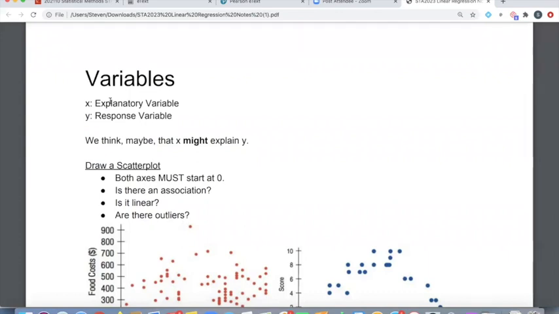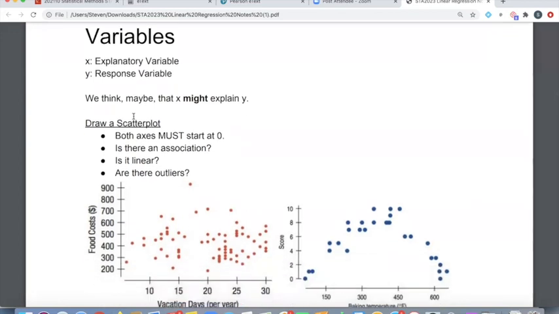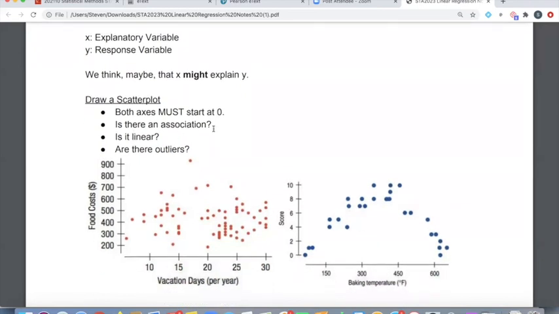We're saying that somebody gives us a data set. We have to start with a guess that we think maybe one causes the other. So we're going with the assumption that maybe x might explain y. And then the next thing we do is we draw a scatter plot. It's important that our scatter plot starts at 0 because we want to be able to see our y-intercept.